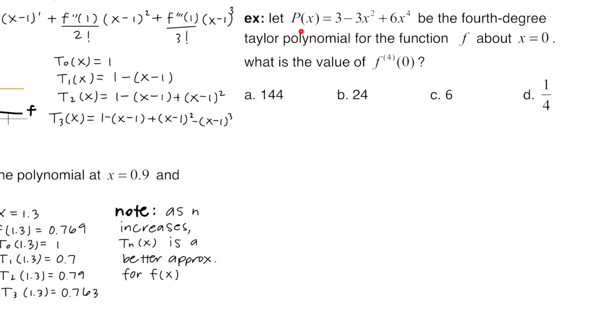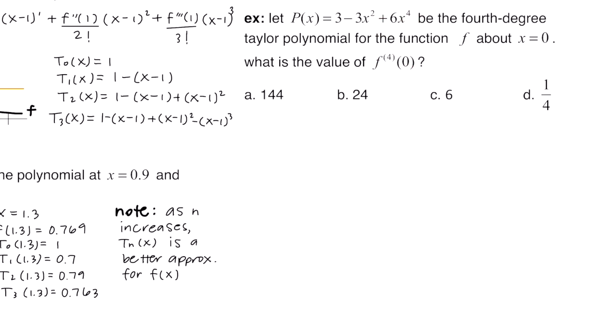This example says, let p of x equal 3 minus 3x squared plus 6x to the fourth be the fourth degree Taylor polynomial for the function f about x equals 0. What is the value of the fourth derivative of f of 0? So since we know that this is a Taylor polynomial of fourth degree for a function of f about 0, and we need the value of the fourth derivative of f at 0, we want to focus in on this term right here.